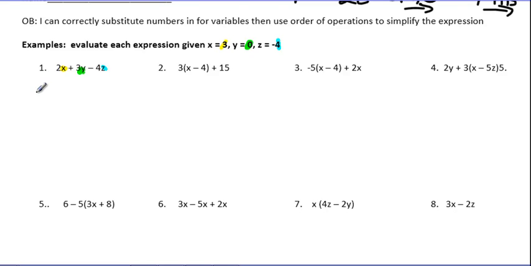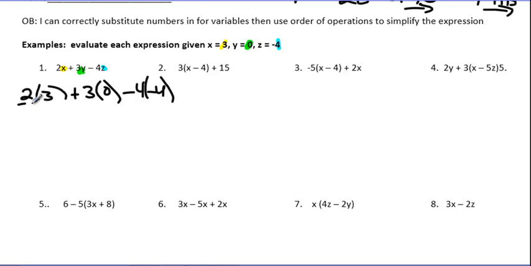So we have 2 times 3. Anytime I do substitution, I'm going to do it inside of parentheses, that way there's no sign mistakes. And then negative 4 and then negative 4. So I did my substitution. Now I'm going to go back and look at my work here and see what I could do.